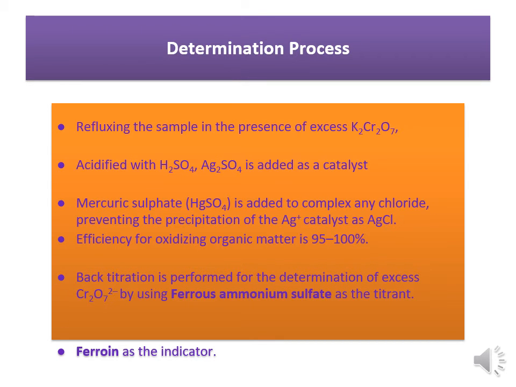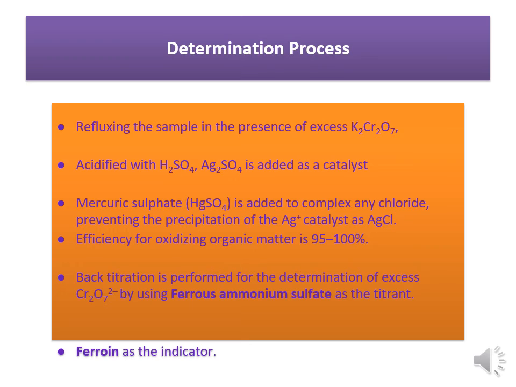Now the determination process for the measurement of the COD. Firstly, we use a reflux mix sample in which we use dichromate, and the sample is acidified with sulfuric acid and silver sulfate, which acts as a catalyst. We use mercury sulfate, as I told earlier, to complex any chloride, preventing the precipitation of our silver catalyst as silver chloride. In this titration, the efficiency of oxidizing organic matter is 95 to 100%.